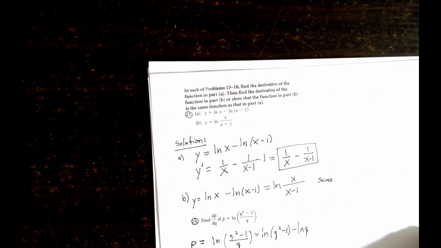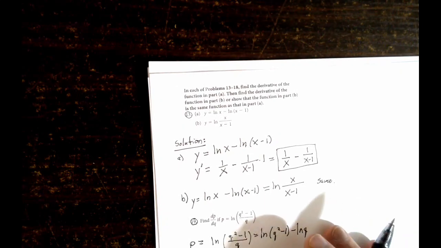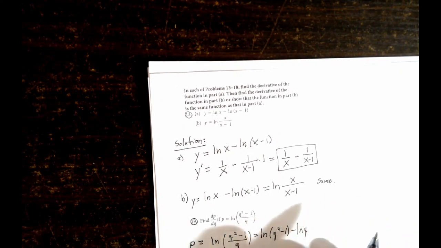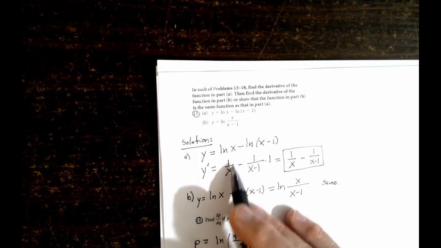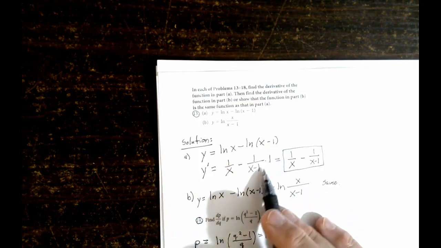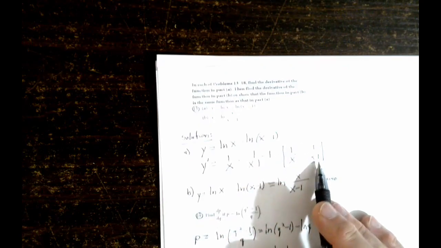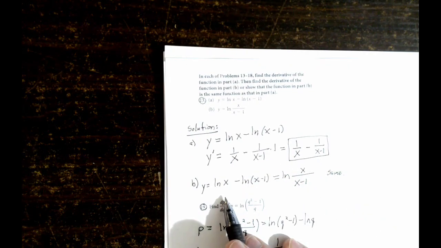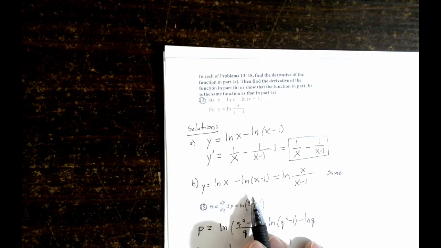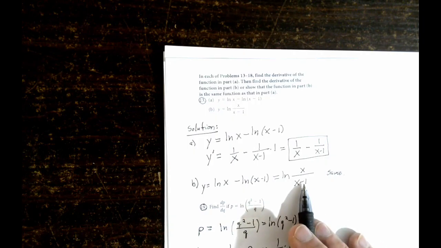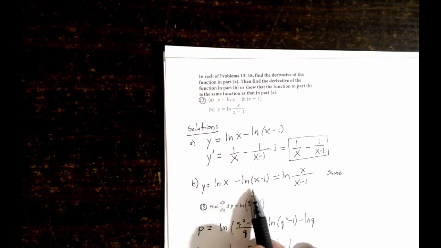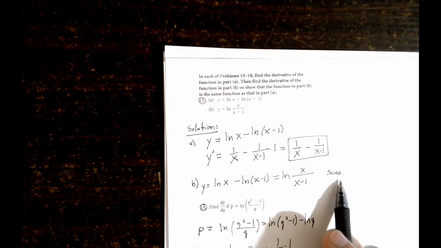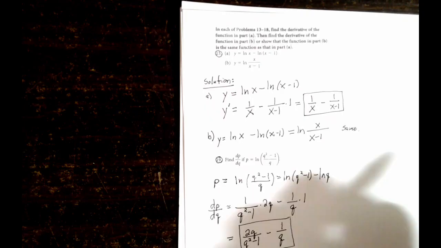13, find the derivative, and then show that part B is the same as part A. So you take the derivative of this and you get 1 over x. Here you get 1 over x times 1, which gives you this guy here. And part B, if you rewrite this using 1 log, you can write it this way, and this is what we had in part A, and this is what we have in part B, so I've shown that they are the same.